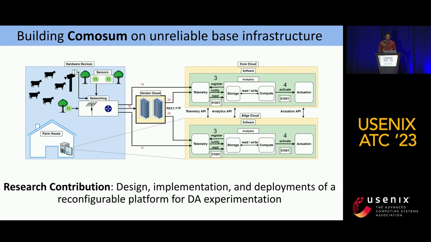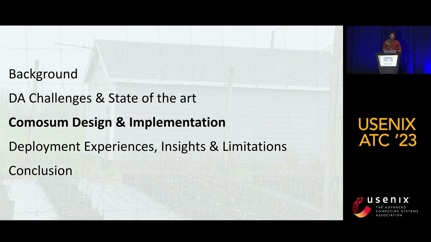Our general approach to Comosum is to enable the reconfiguration of sensors, cloud providers, networks, and applications. Therefore, we provide an extensible and flexible architecture that connects disparate hardware and software to collect and process farm data. I will move on then to dive a little bit deeper into the Comosum design, and then we'll cover FarmBIOS, which is an implementation of the architecture.